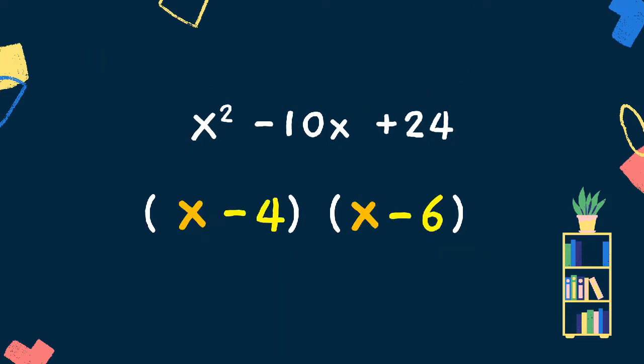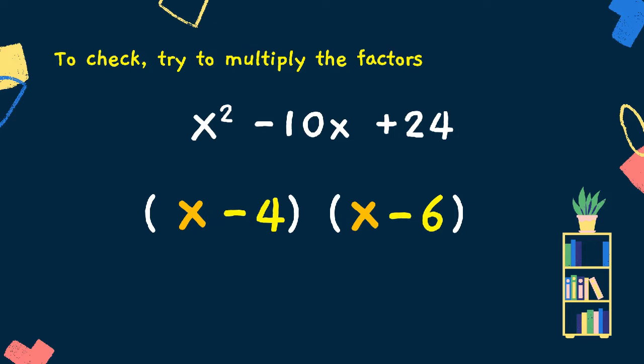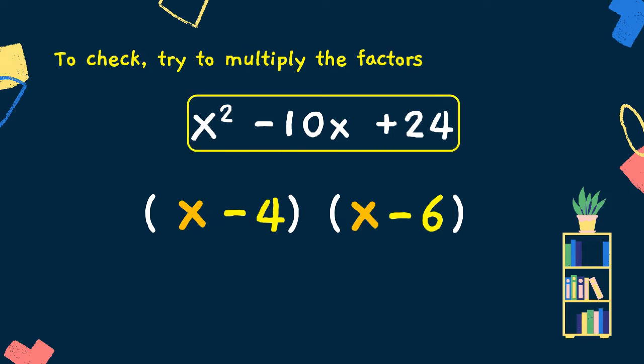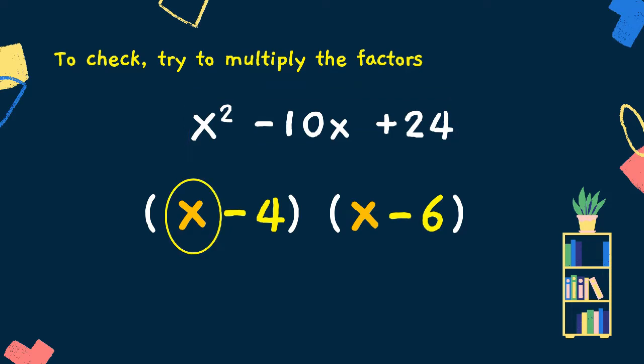To check if our answer is correct, we will multiply the two factors, and the product must equal the given polynomial x squared minus 10x plus 24. To do this, we will use the FOIL method. First, we multiply the first terms, x times x, which gives us the product x squared.